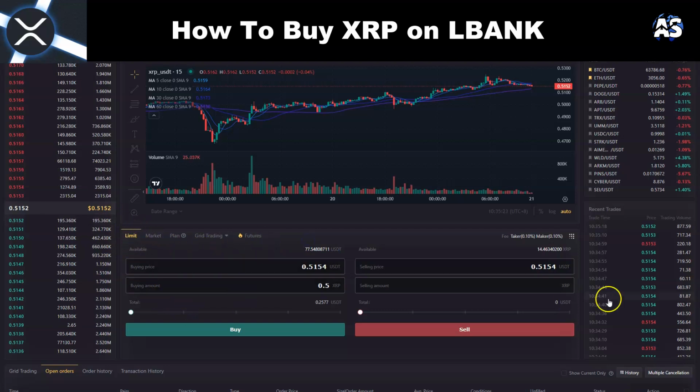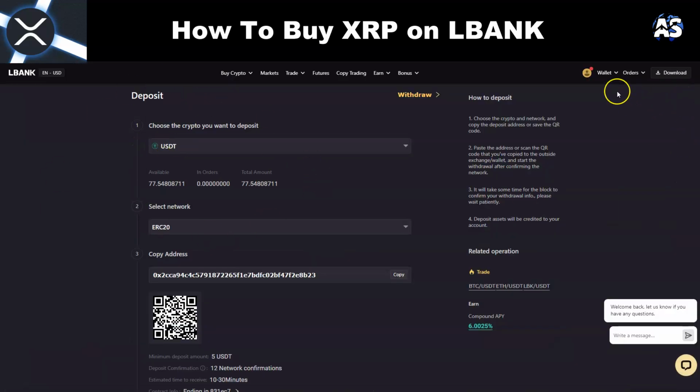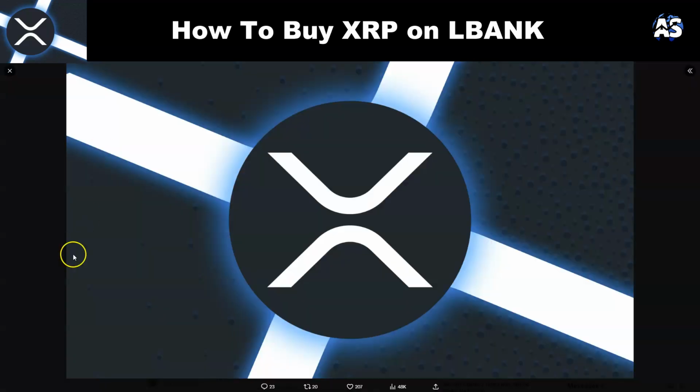We're keeping it simple. After you're ready to sell your XRP, you come over here to the same areas. Let's say I want to sell that 0.5. It'll go back to my USD account, and I can find that under what we were talking about earlier, under your earn account, earn, deposit, withdraw. You find it all there. That's XRP. That's how you buy on the LBANK Exchange.